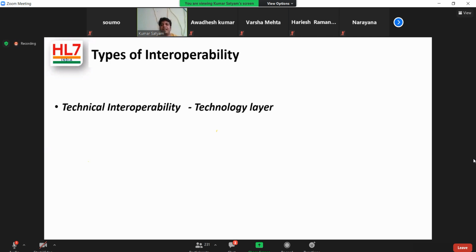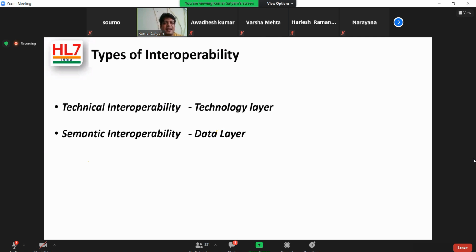Okay. So types of interoperability. We talked about interoperability, so let's talk about the types. The first type is technical interoperability. In technical interoperability, we are connecting the systems, right? We have the network connectivity, that's kind of technical interoperability, or we have the data exchange format, right? The HL7 V2 message structure can be technical interoperability.